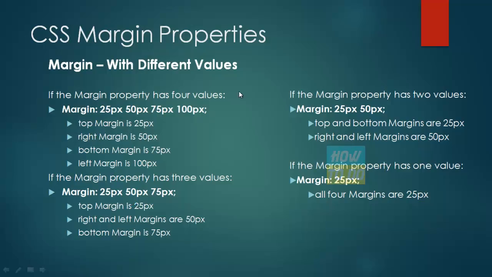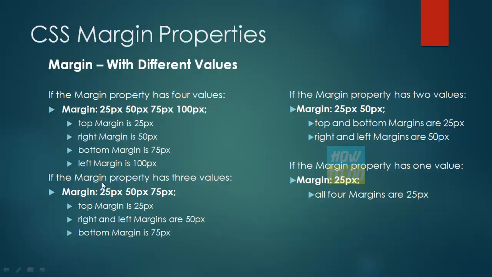margin with different values. Margin with different values means that if you are giving 4 values, for example, in the shorthand property we have viewed that margin can be written in this way: margin colon, and we have written all the 4 properties, which is top, right, bottom and left. If you are giving it in this way, you will get the complete output.